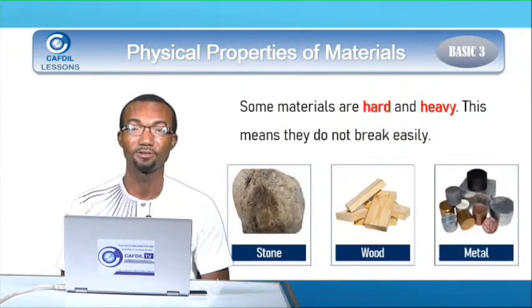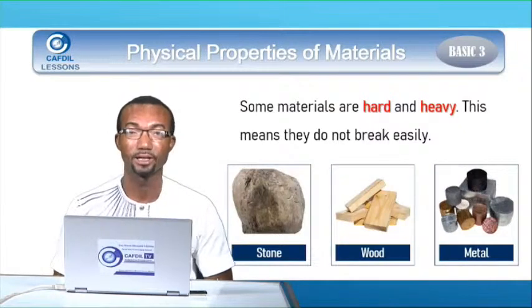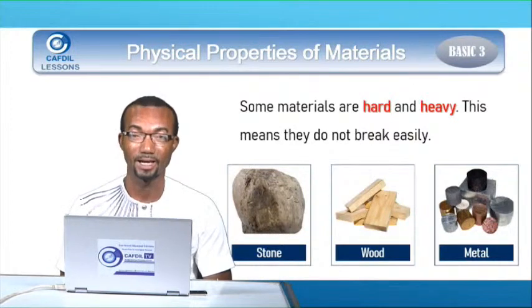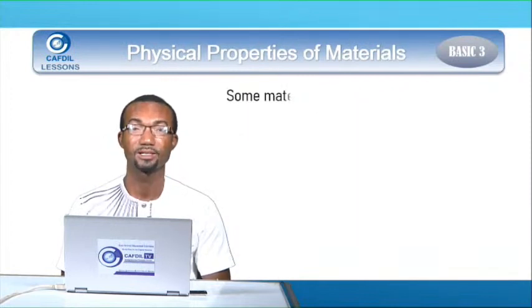And then you also have metals. Metals are also very hard. So one of the physical properties of materials is that some are hard and heavy. And this means they do not break easily. So if a material does not break easily, then that material is hard and heavy. Let's go to the next one.